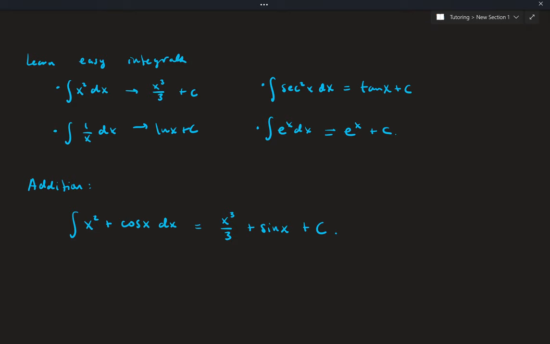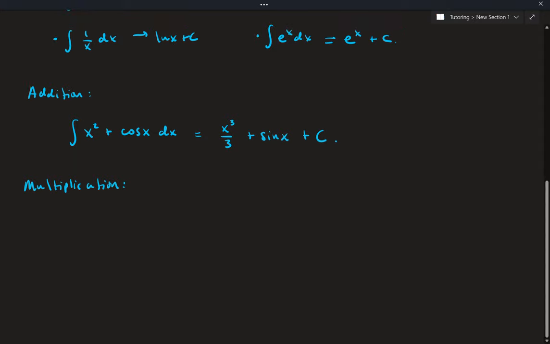Now that's the same for derivatives. Now let's think about multiplication. If I try to do x squared times cosine x, there is no product rule for integrals. You're going to have to come up with something much more clever, and actually the first lesson you do will be integration by parts, which is sort of like a product rule. It doesn't always work. You have to do it a little bit carefully.